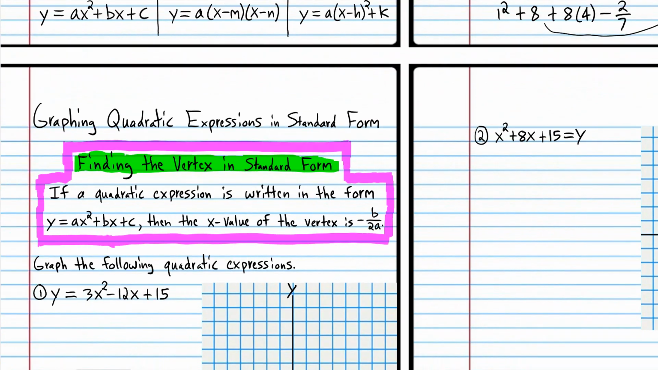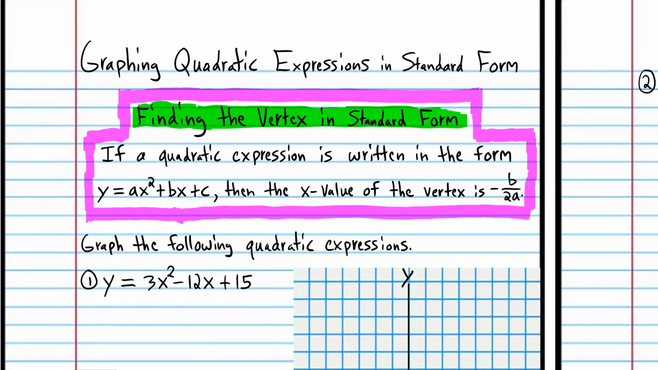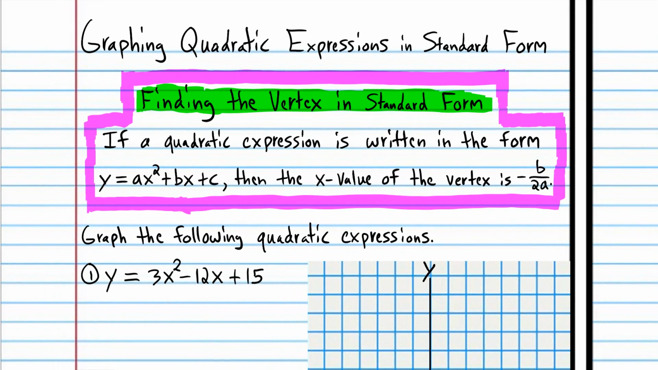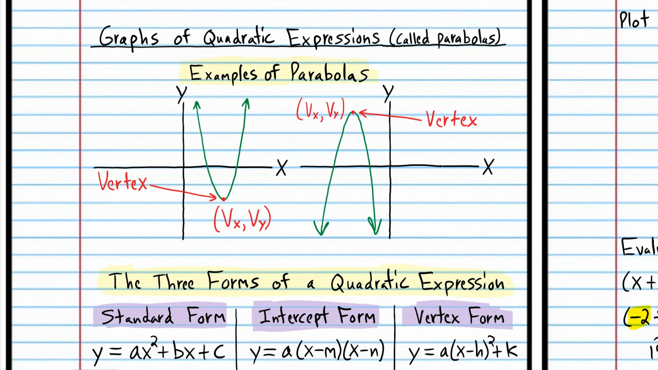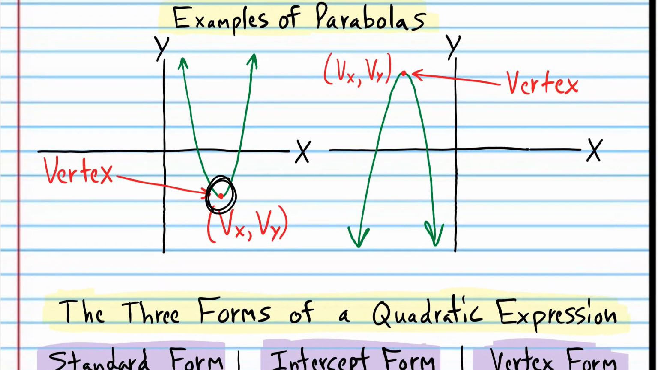Okay, so now we're ready to graph quadratic expressions, and we're going to start by graphing in standard form. That's this form here. And this is an example where we have standard form. And whenever you graph a quadratic expression, the first thing that you have to do is find the vertex point. Remember, the vertex point is the turning point here. And that's going to give us a reference point for the whole graph.